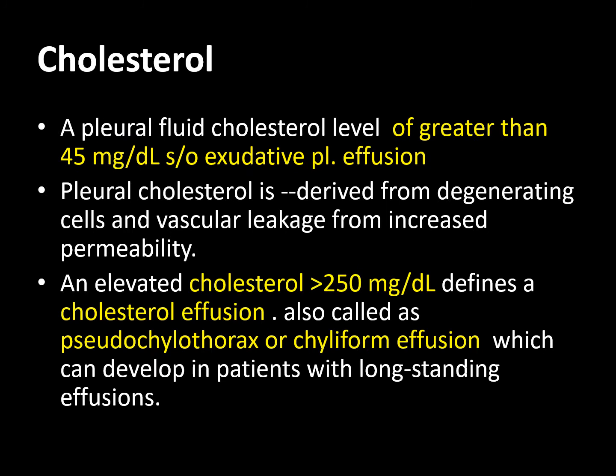Cholesterol: pleural fluid cholesterol concentration more than 45 mg per deciliter is suggestive of exudative pleural effusion. It is also one of the additional criteria to differentiate between exudative and transudative, but it is not that much validated. Usually the pleural fluid cholesterol is derived from the degeneration of the cells and vascular leakage due to increased permeability. An elevated cholesterol concentration more than 250 mg per deciliter defines the cholesterol effusion. It is also called pseudochylothorax or chyliform effusion. It can develop in patients with long-standing effusions.